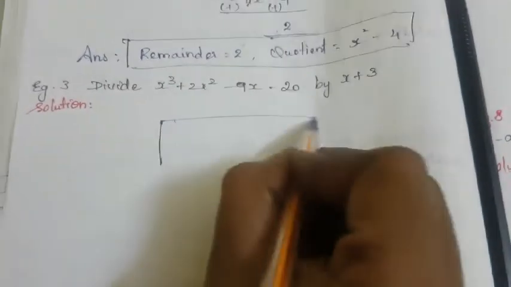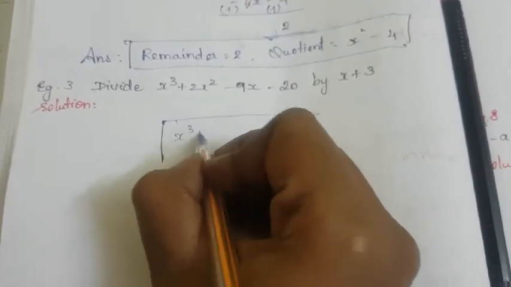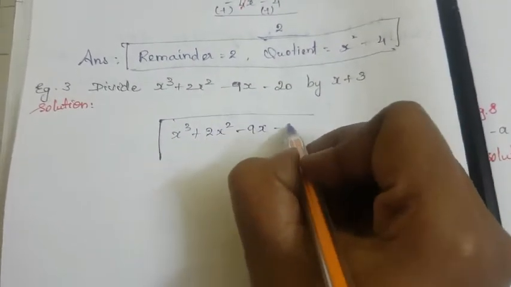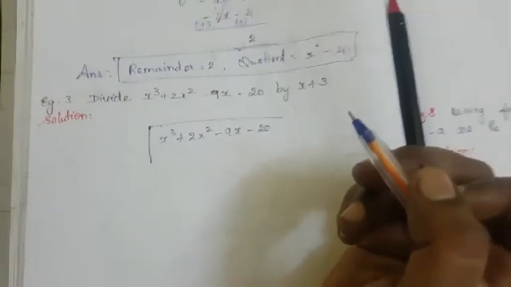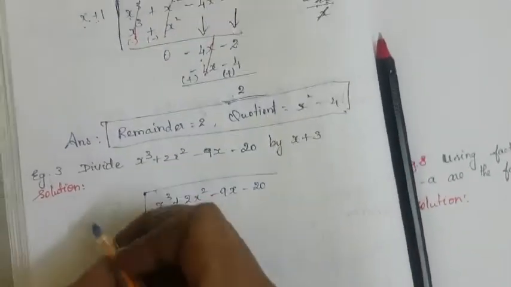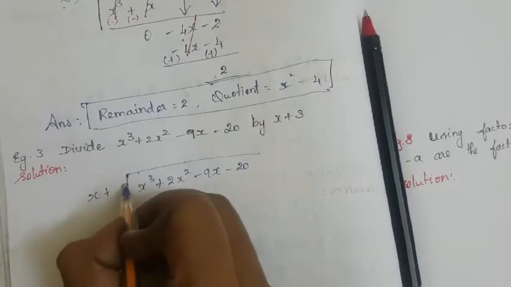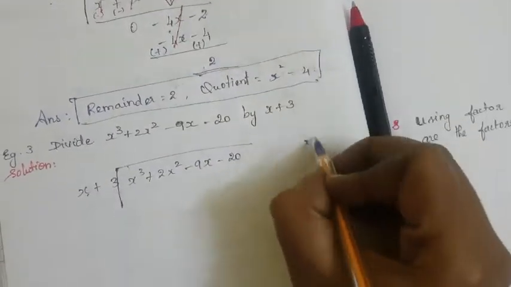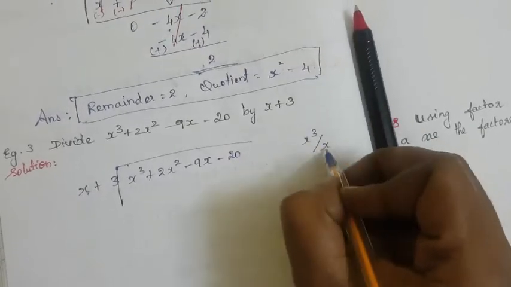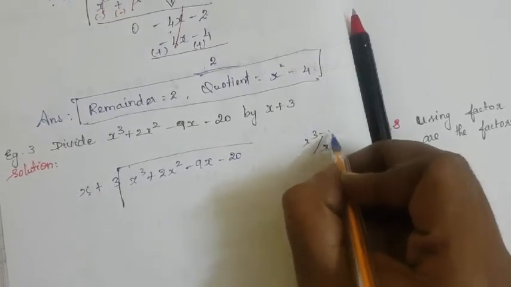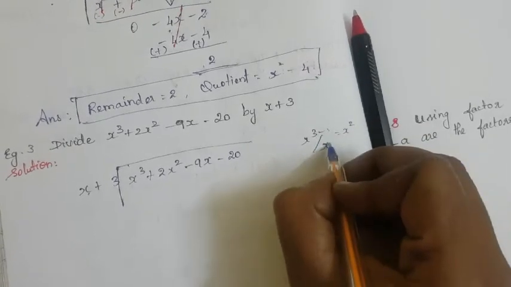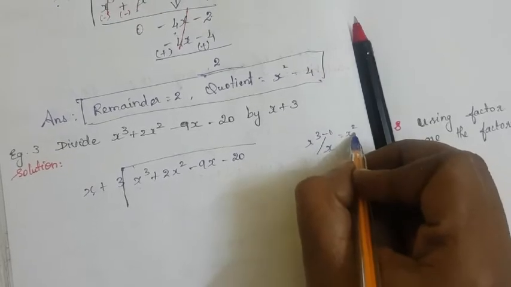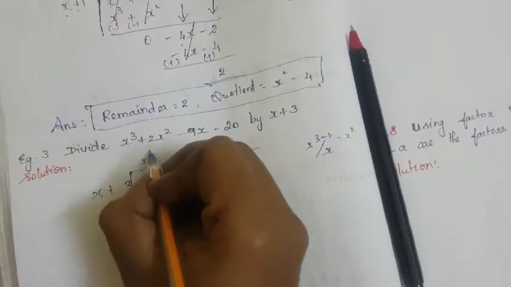So this will be like this: x cube plus 2x squared minus 9x minus 20, divided by x plus 3. Now here it is x, here it is x cube. So x cube divided by x: we subtract the powers, and then we get x squared. So that will be the quotient.